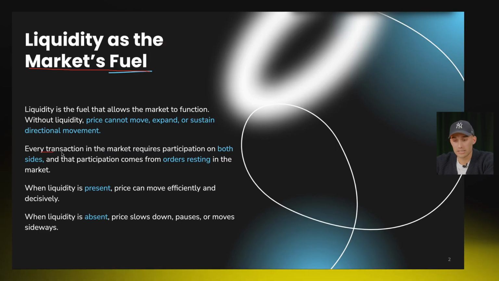So every transaction in the market requires participation on both sides. And that participation comes from orders resting in the market. When liquidity is present, price can move efficiently and decisively. When liquidity is absent, price slows down, pauses, or moves sideways. As you guys can probably tell from your own experience in the charts, when we have big moves in the market, whether we're moving aggressively to the upside or aggressively to the downside, usually following those big moves, the market tends to consolidate or range, right? Why does this happen? That's simply because there is no liquidity on the charts.